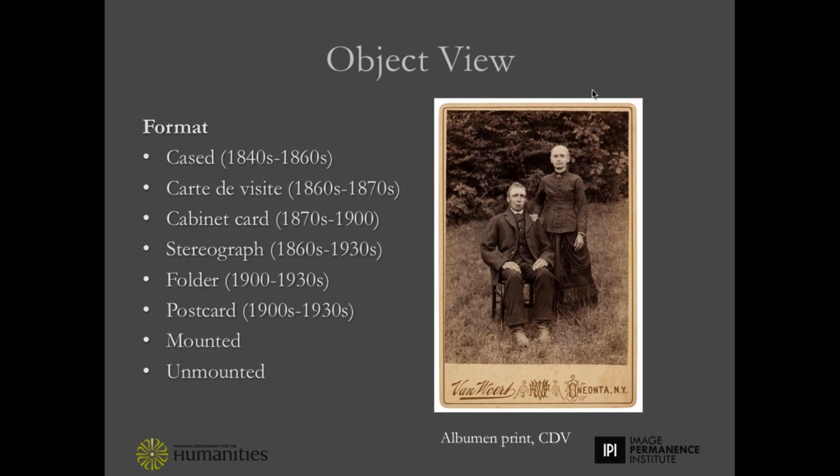Format is also not necessarily a key identifying feature, but may narrow down a date range. In the 19th century, there were some popular formats like the carte de visite and the cabinet card. Folders and postcards were popular in the early 20th century. Be careful though, a carte de visite is not a process, it's a format, and any process can be in this format. I've seen everything from salted paper prints to silver gelatin developed out prints as cartes de visite. The same rule goes for all of these other formats.